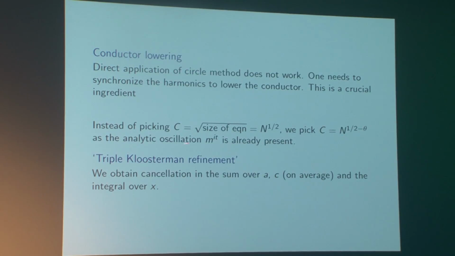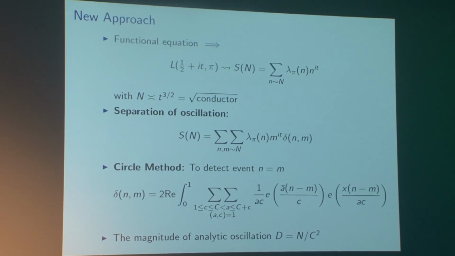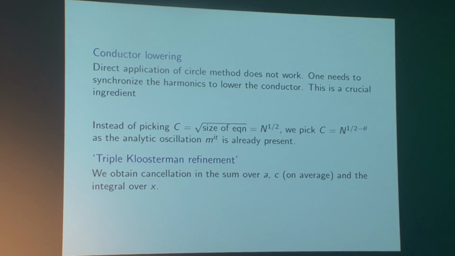So because you already have this analytic oscillation m to the power it present in the problem, that's already inbuilt in the problem. So now, by doing that, if you pick c smaller than that, you'll be left with some residual oscillation in the analytic part. But that's okay, because you already have an analytic oscillation in the problem. Okay? So that's what you do.